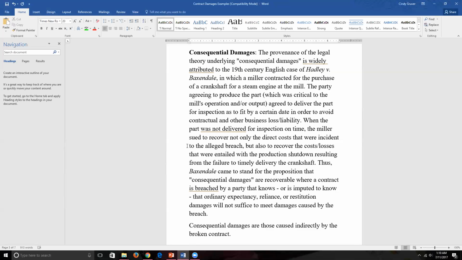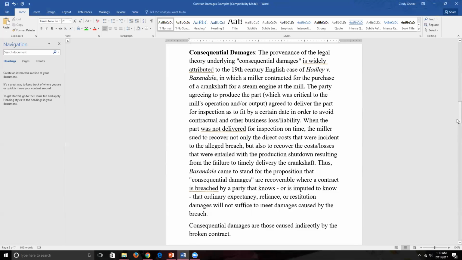Well, if the miller had alerted the crankshaft manufacturer to that, then consequential damages would have been foreseeable and not speculative, and the court might have ruled the other way. So you can see there's something indirect about that. You need to have more information in order to calculate what the consequential damages would be. You have to know the particular business circumstances of the miller.